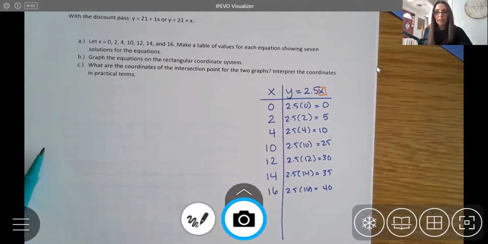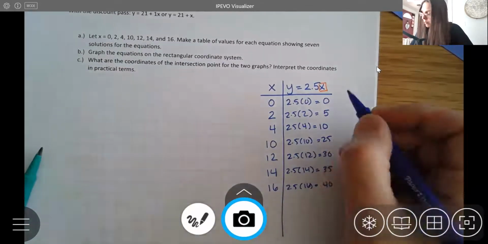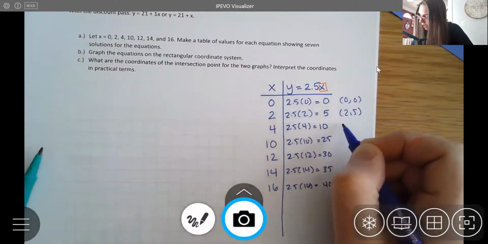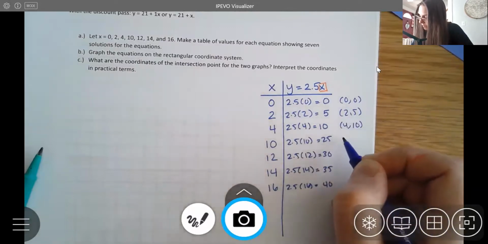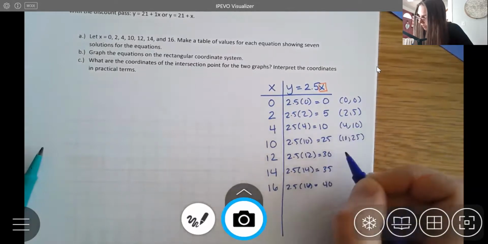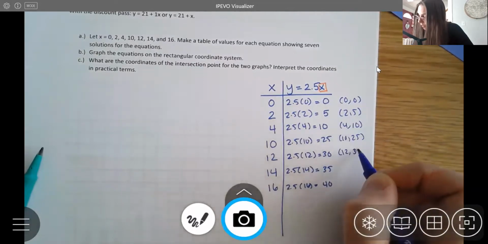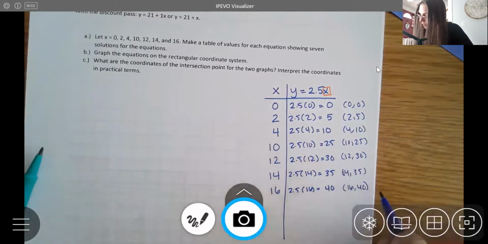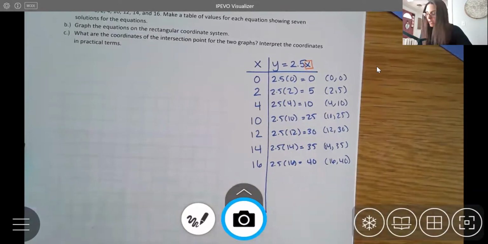So I have my points here. Again, if you want to leave the table, you can, but if you want to write these out nicely, you can. So I have (0, 0), (2, 5), (4, 10), (10, 25), (12, 30), (14, 35), and (16, 40). So there's my first set of points. Now I'm going to do the same thing for my second set of points. I'll use pink this time.